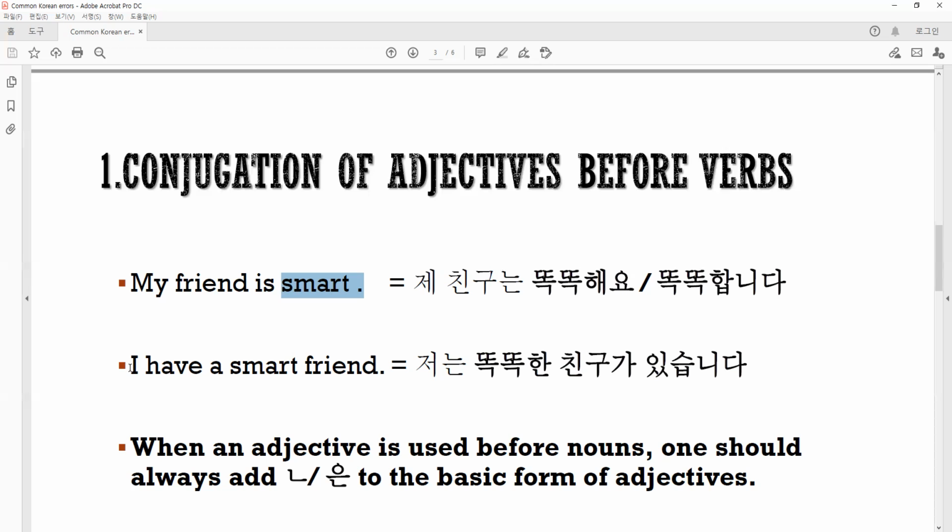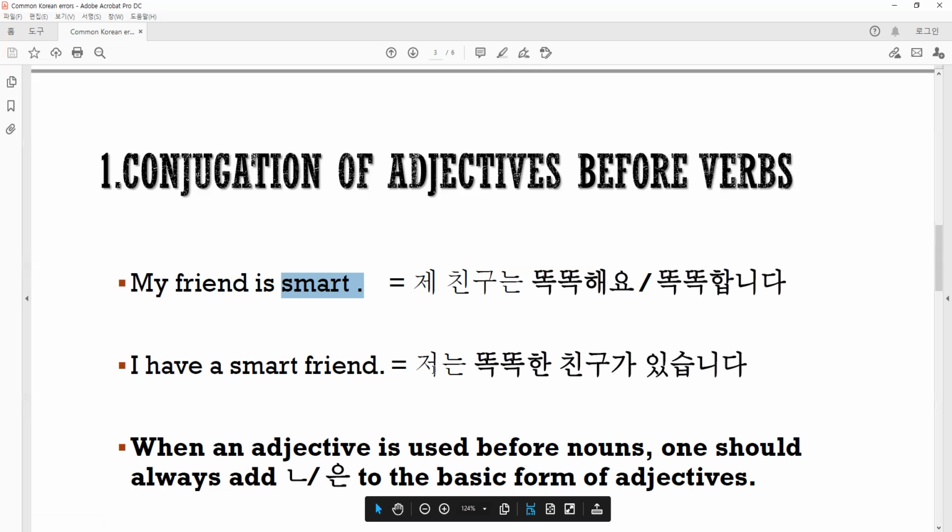I have a smart friend: 저는 똑똑한 친구가 있습니다. So here you have the adjective smart plus the noun friend, because smart describes the noun friend. In this case, you cannot say 저는 똑똑해요 친구가 있습니다 or 저는 똑똑합니다 친구가 있습니다. This is grammatically incorrect. So you should conjugate the adjective and use another form if you want to use an adjective before nouns. That's why there's a rule for that.